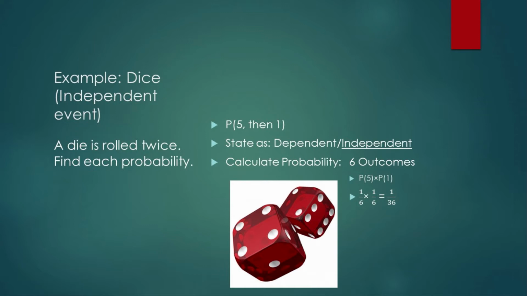This can be calculated as P(5) times P(1). This is written as 1 over 6 since 5 can appear once, times 1 over 6 since 1 can appear once, equaling 1 over 36.